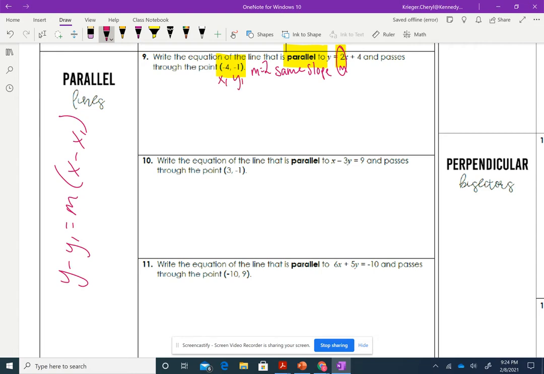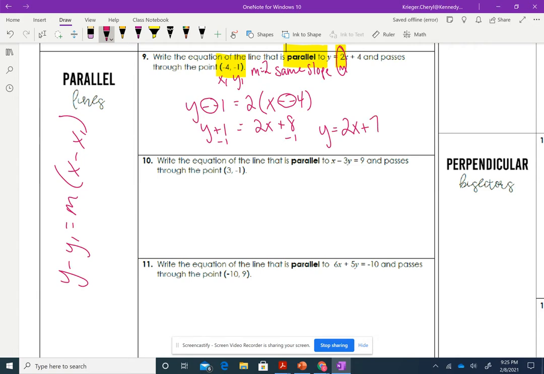And my x1, y1 is given. That's -4, -1. So plugging that in, I have y minus y1, -1, equals m, 2, times x minus x1, -4. Right? And I have a couple double negatives here. That's going to be y plus 1 equals 2x, and 2 times +4 is 8. So the next step would be to get y by itself on the left-hand side. We're going to subtract 1 on both sides and that gives us y equals 2x plus 7.